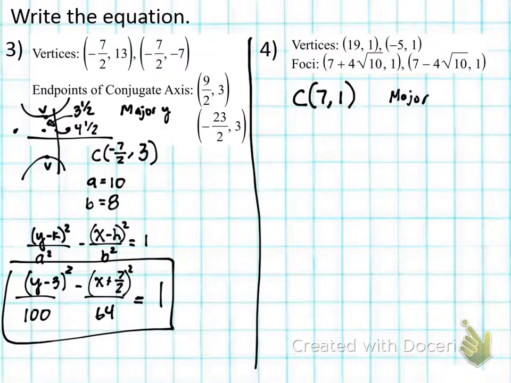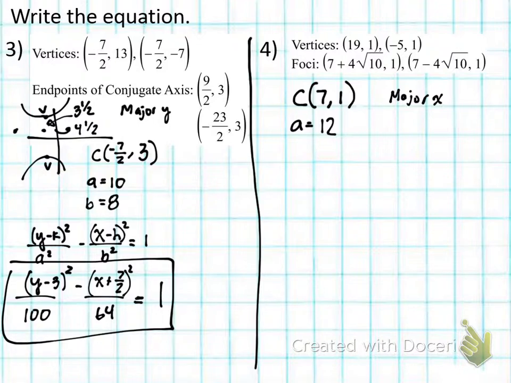And what is this, major X or major Y? Major X. We got 19, 1 and negative 5, 1, right? So it is major X, okay? A is equal to 12. What about B? How far is B?